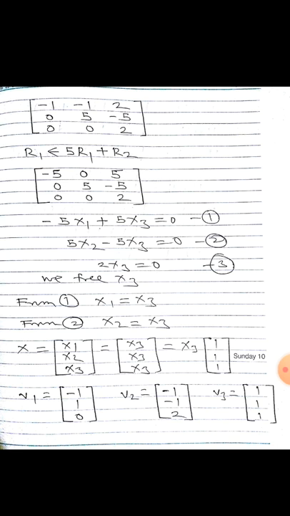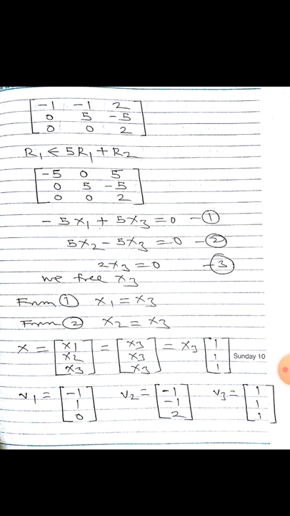Again we can perform in R1, 5 R1 plus R2. So the change in R1 is minus 5 minus 5 plus 5, 0, 10 minus 5 5... that is, minus 5 0 5. The R2 as it is, 0 5 minus 5, R3 0 0 2. Now we write these equations as minus 5x1 plus 5x3 is equal to 0, 5x2 minus 5x3 is equal to 0, equations 1 and 2, and 2x3 is equal to 0. We free x3, we write for x3.